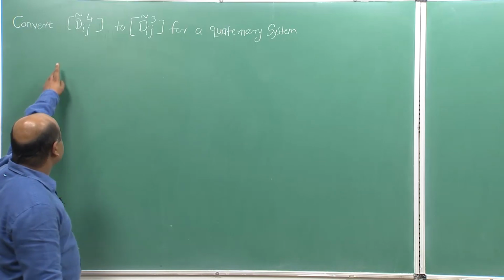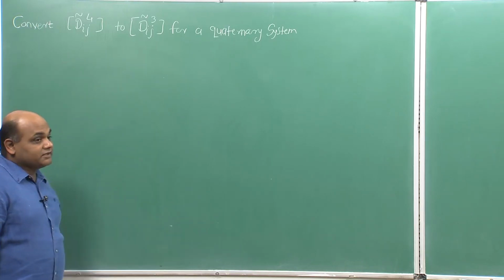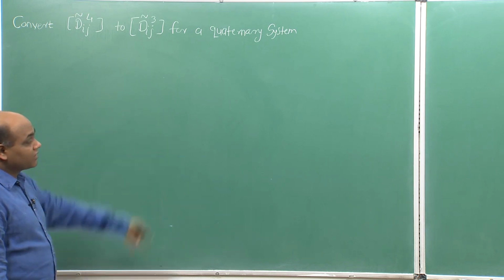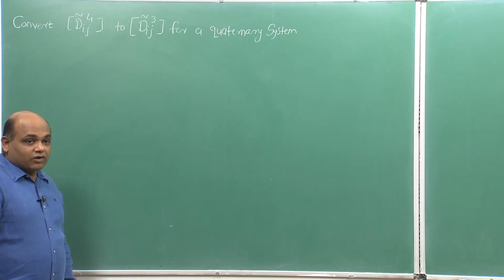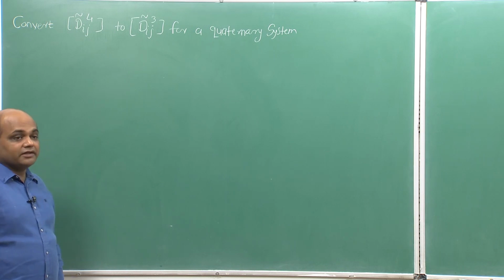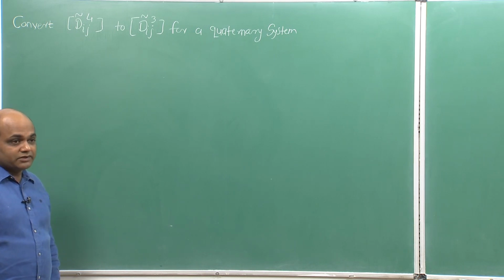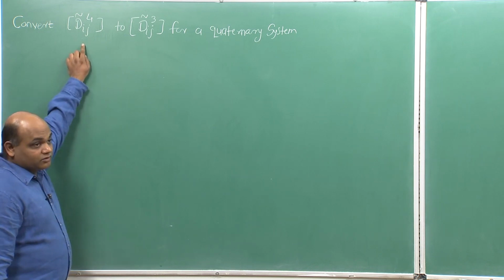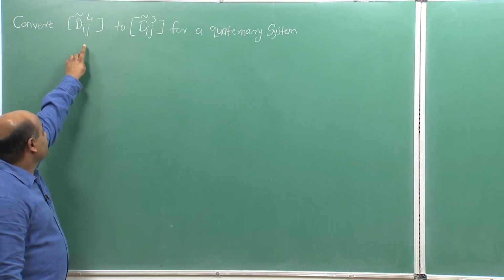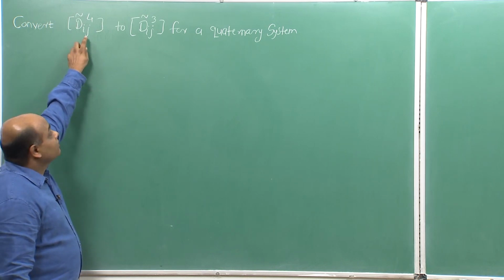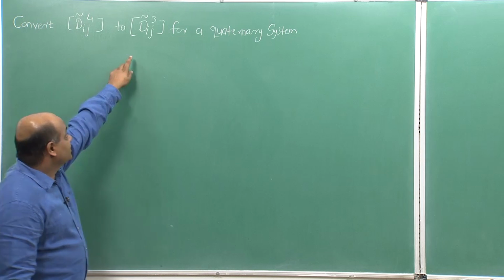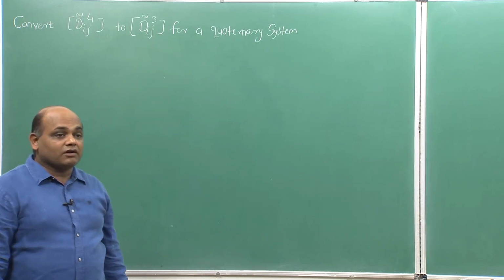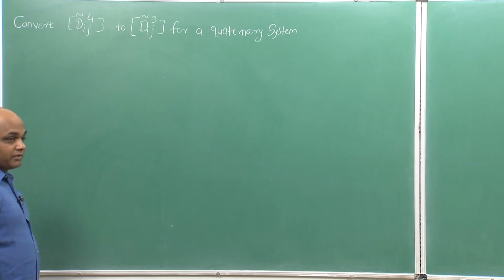So, the problem is you have to convert Dij tilde superscript 4 to Dij tilde superscript 3 for a quaternary system. A quaternary system means we have 9 independent interdiffusion coefficients at any given composition. Dij tilde 4, as you know, denotes the set of interdiffusion coefficients with respect to component 4 as dependent. Dij tilde 3 is the set of interdiffusion coefficients with respect to component 3 as the dependent component.